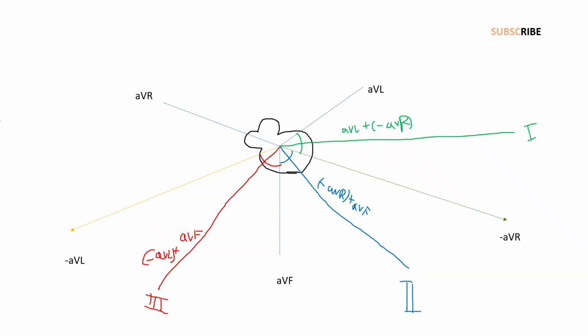So we found there are some new leads. They are AVR, AVL, AVF, and the AVL minus AVR vector result is lead 1. That is AVL plus minus AVR, and this is lead 2. As we can see here, the same thing. These are the vector results, and this is the cardiac axis.